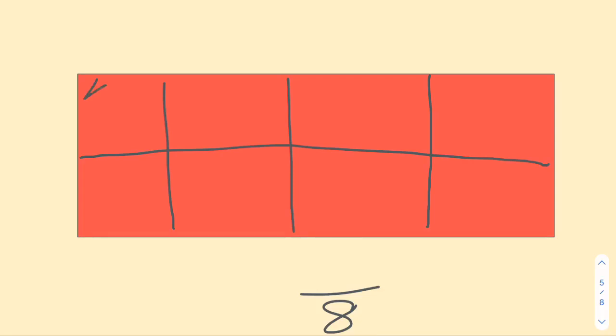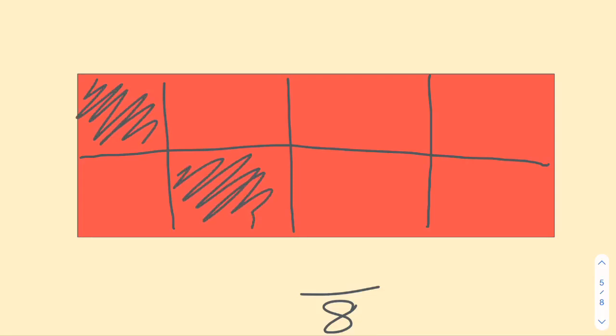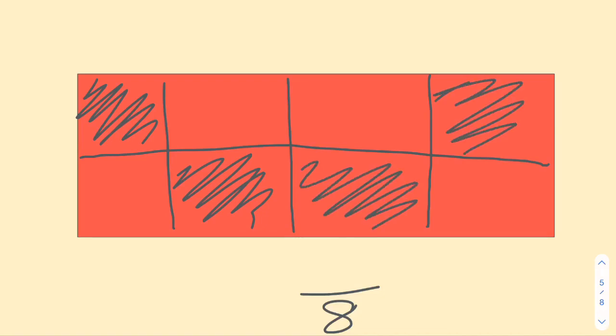So let's say I shade in a few here. So that's 1, 2, 3, 4 out of the 8 pieces that are shaded in. So if this question asks, what is the fraction of the shaded portion of this shape? Your answer would be 4/8.